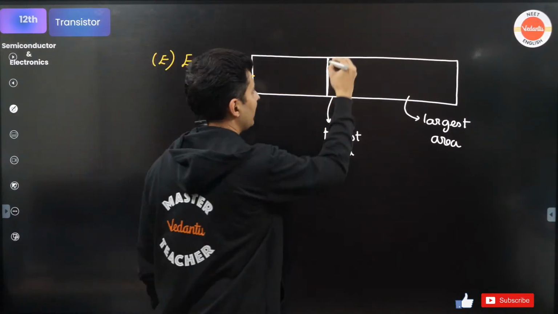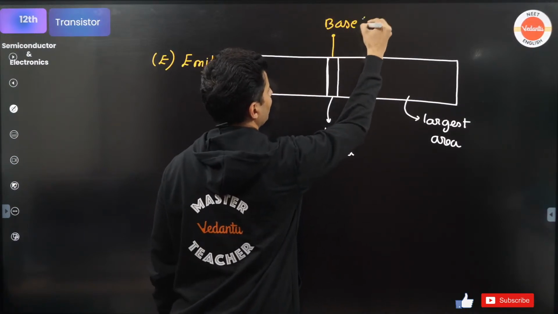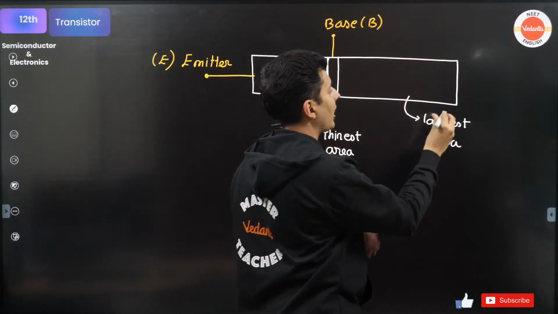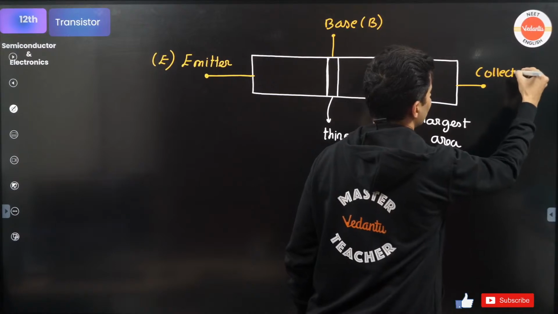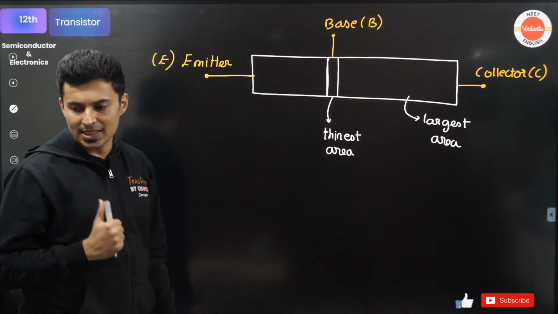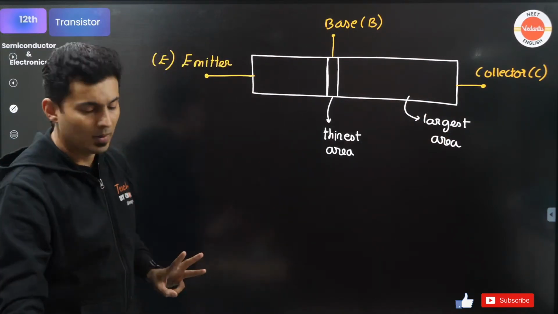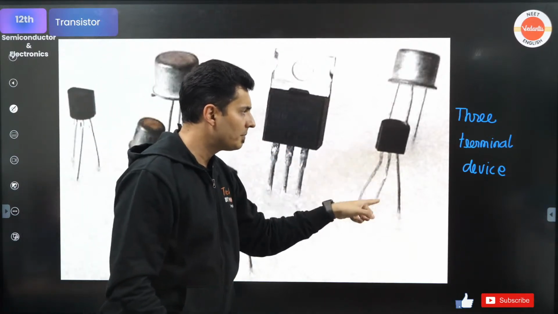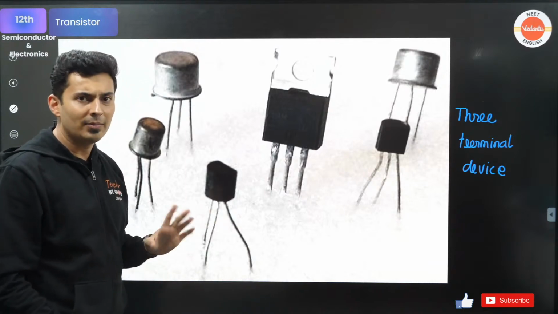The thinnest part is called the base terminal, usually referred to with the symbol B. And the largest area is called the collector. The symbol for the collector terminal is C. So E, B and C: emitter, base and collector. These are the 3 terminals which you saw over here. How do I know which is emitter, base or collector?